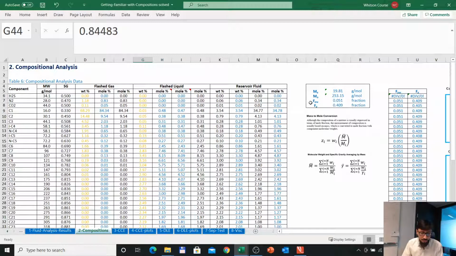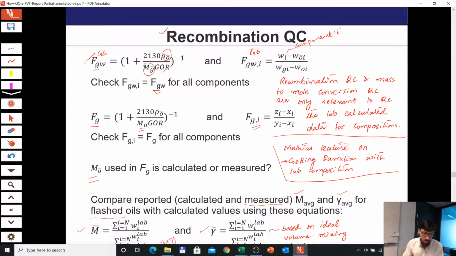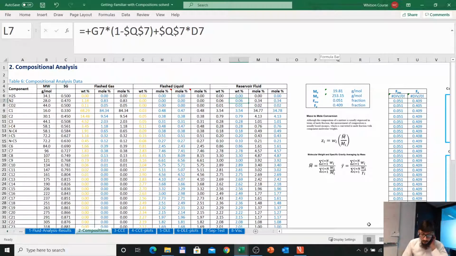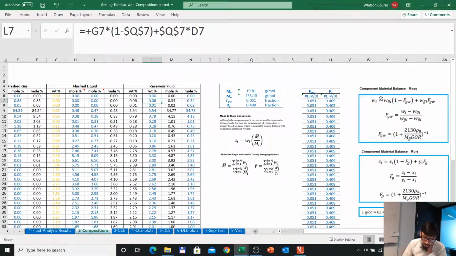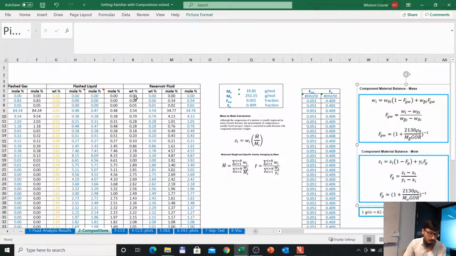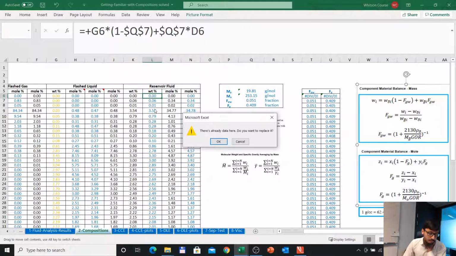And so once you calculate this FGW value, you can calculate this total composition, knowing this weight percentage from the flash gas and the flash liquid. Okay, and that's just a simple equation given here. If you just rearrange this equation, you can get the equation to calculate Wi, which Matthias has mentioned. Wi equals Woi times (1 minus FGW) plus WGi times FGW. Okay, so that you can calculate here and compare it against the lab data.